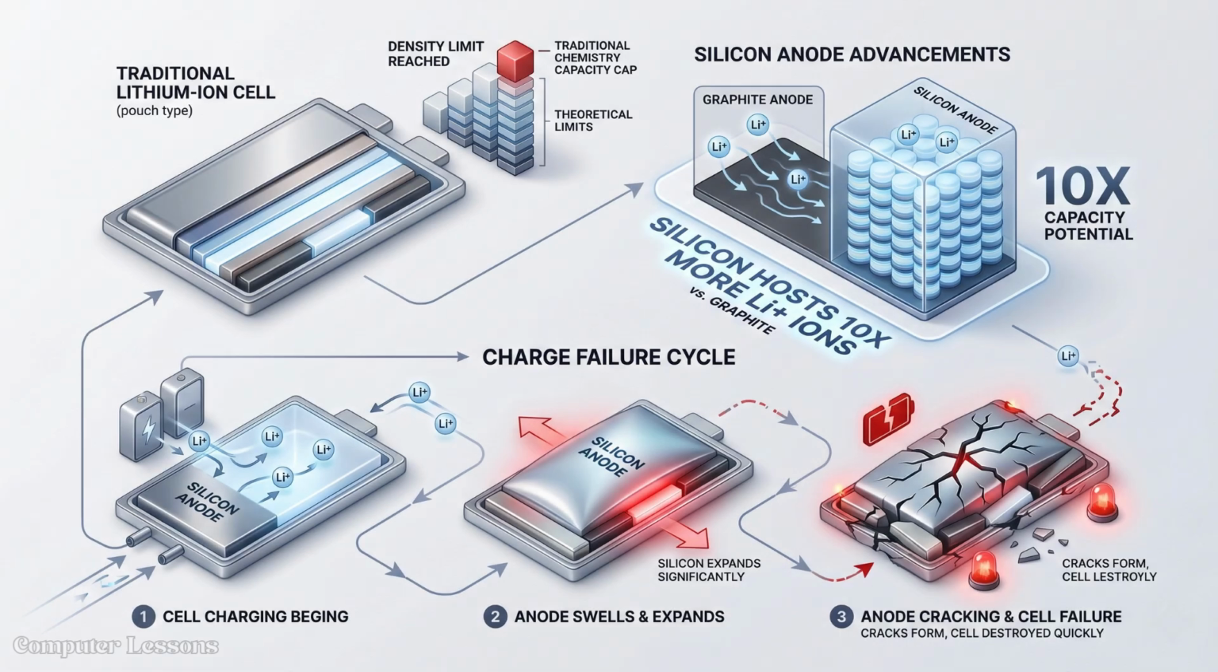We are currently reaching the theoretical limits of what traditional liquid lithium-ion chemistry can achieve in terms of density. To move further, engineers are experimenting with silicon anodes, which can host 10 times more lithium than graphite. However, silicon expands significantly when charged, often cracking the anode and destroying the battery cell quickly.